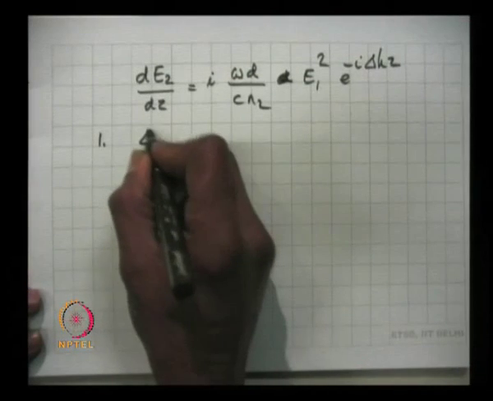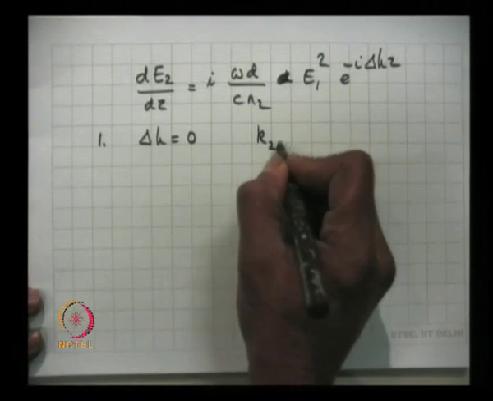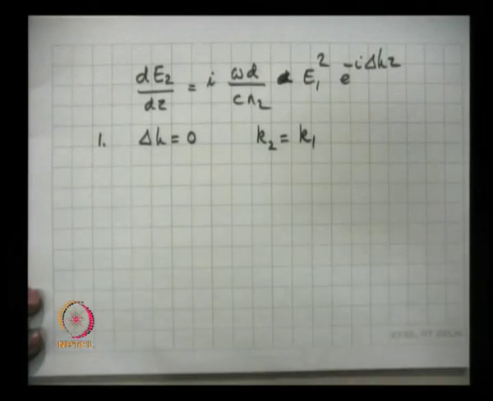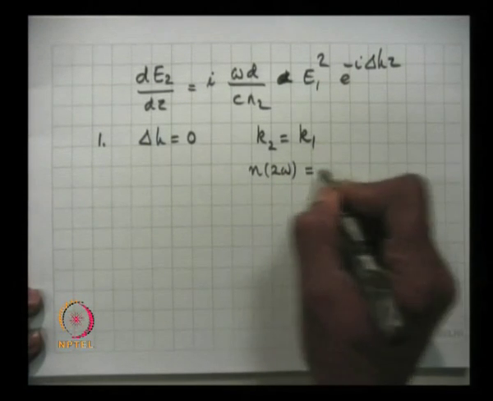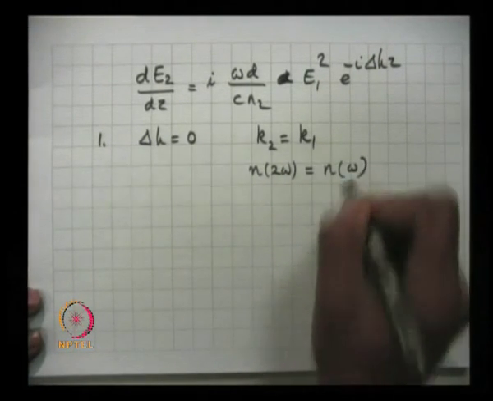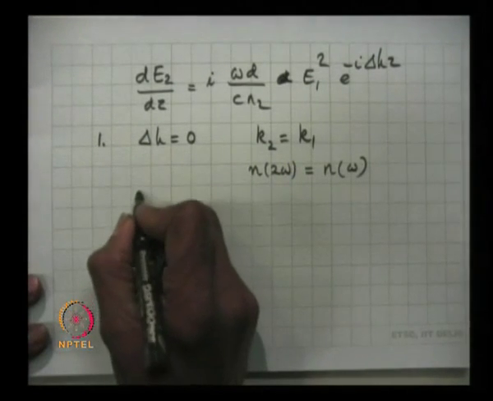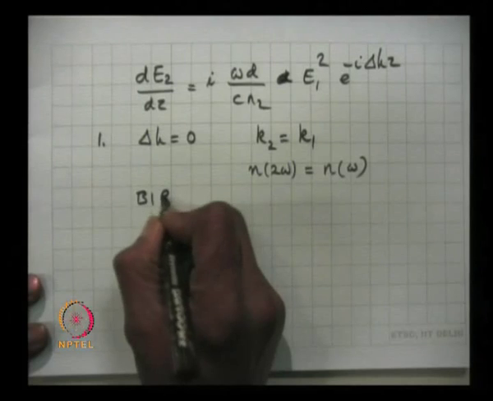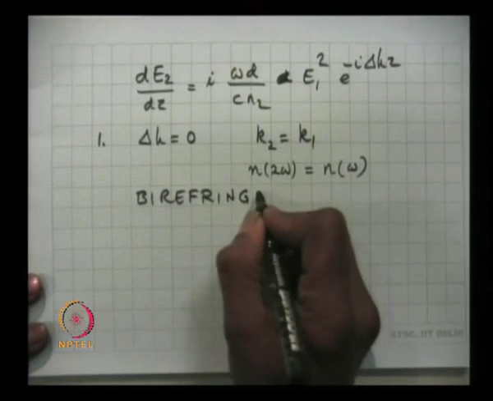So, there are two techniques, the two primary techniques. In one technique, I make delta k equal to 0. That means, k2 is equal to k1, which means refractive index of the medium at 2 omega is equal to refractive index of the medium at omega. This I will do using the birefringence of the crystal, and hence it is called the birefringence phase matching.